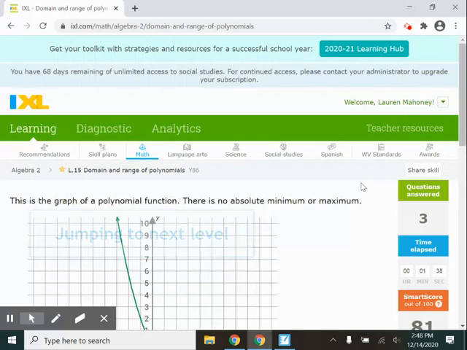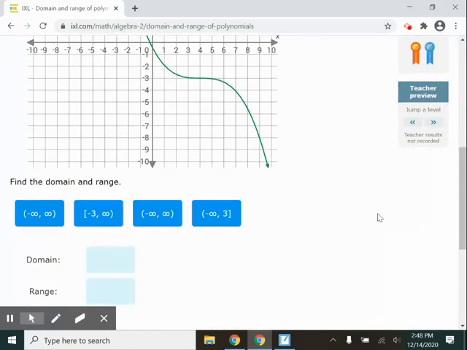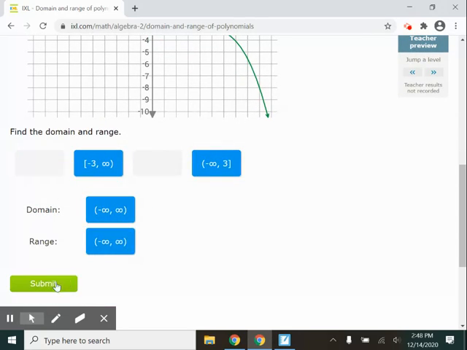These should all be pretty self-explanatory. Again, this is a cubic. Your arrows are going out and down and up and out. So both your domain and range are going to be negative infinity to infinity.